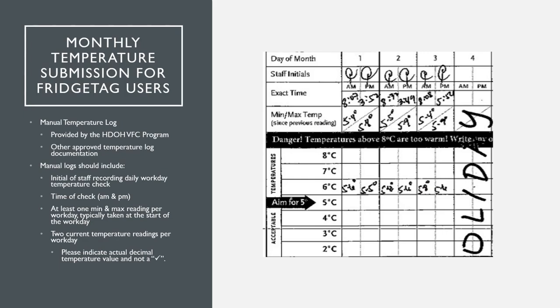For our providers who use the Fridge-Tag, the monthly temperature submission should be the manual temperature log that is provided to you by the Hawaii Department of Health VFC program, or another form of temperature log that's already been pre-approved by our team. The manual log should include the initials of the staff who's doing the daily workday temperature check. It should include the time for the morning and the afternoon check. There should be at least one minimum and maximum reading per workday, which is typically taken at the beginning of the workday. And then there should be 2 current temperature readings each workday.